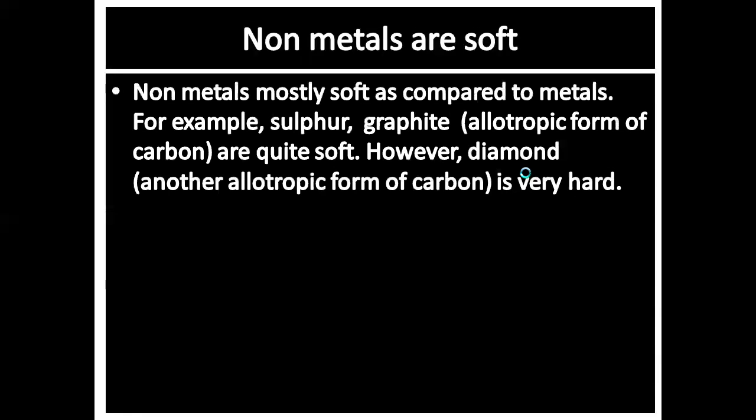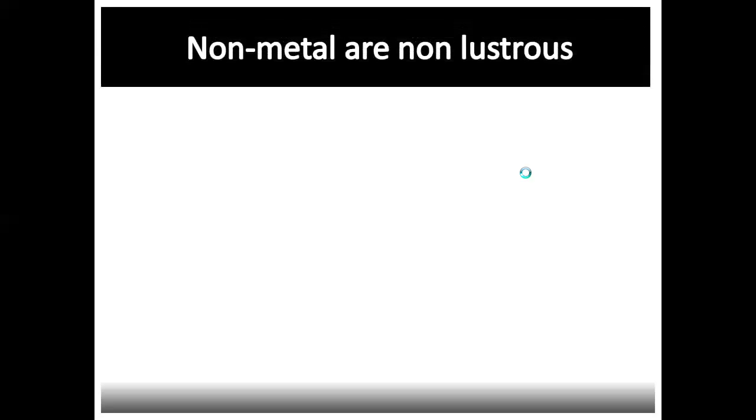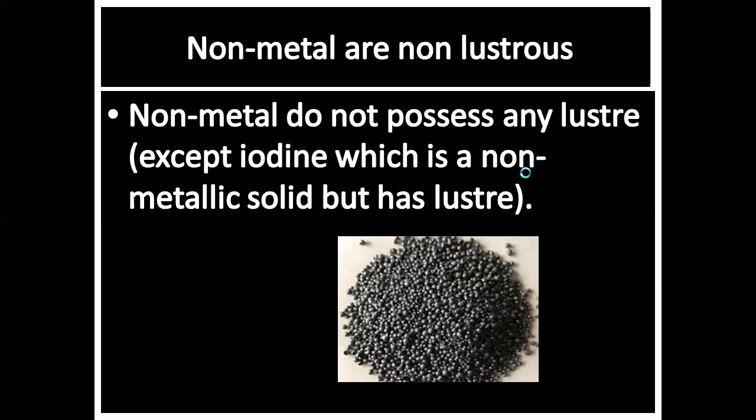Nonmetals are soft. Nonmetals are mostly soft as compared to metals. For example, sulfur and graphite, an allotropic form of carbon, are soft. But diamond, another allotrope of carbon, is very hard. Nonmetals are non-lustrous. But iodine, which is a non-metallic solid, has luster.